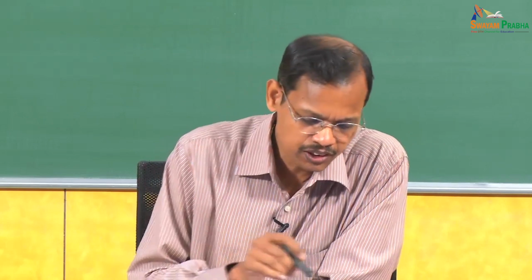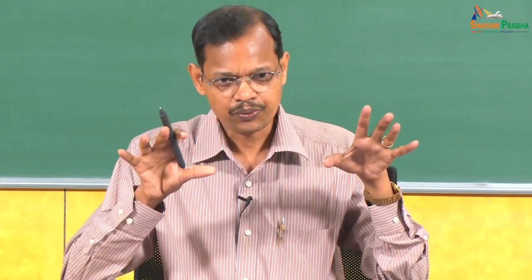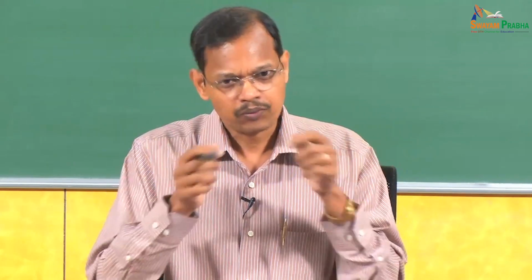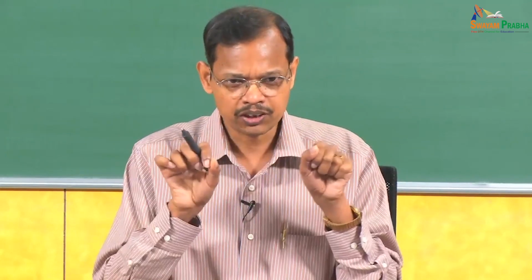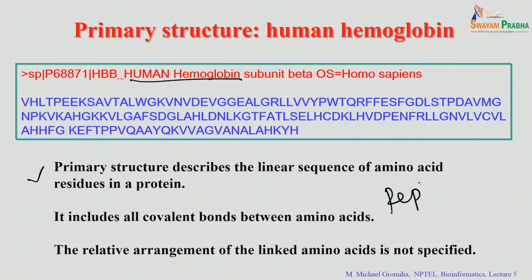So, what information do we get from the primary structure? The primary structure gives the linear sequence of amino acid residues, so it gives you the specific combination of these residues. And the second one, it includes all covalent bonds, because when you join two different amino acids, how do you combine them? By the elimination of a water molecule we form a covalent bond. What is the name of the bond? Peptide bond, right.